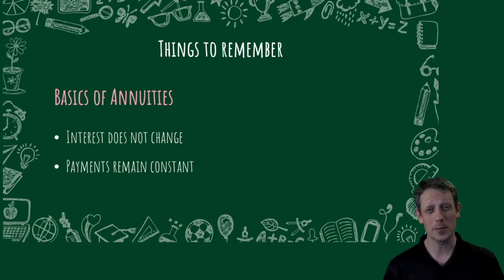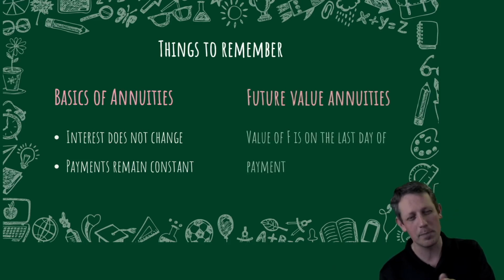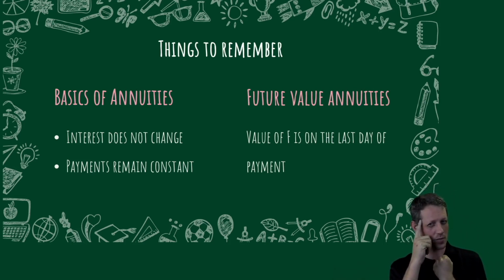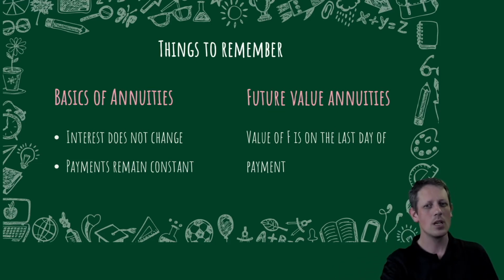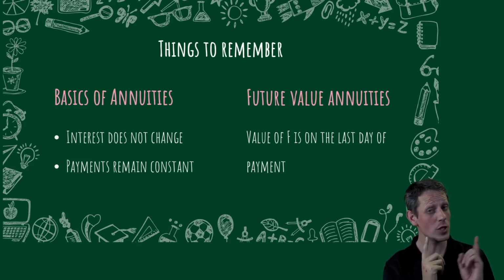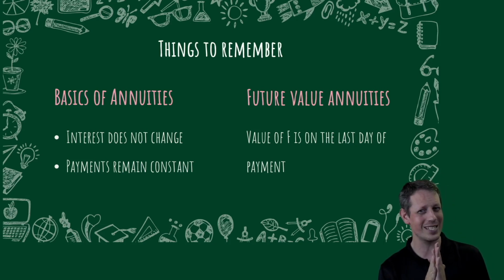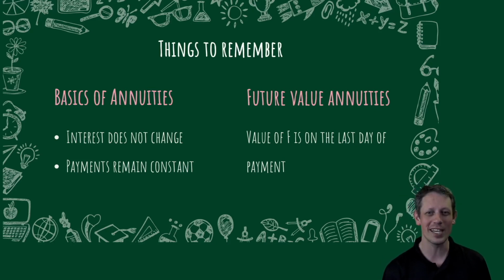When we're talking specifically about the future value formula, the one thing you've got to remember is that the last day you make a payment is the day that they actually give you the money back. Let's just think about it: you pay for 30 years, and on the last day you make a payment, they give you that value back. That's the difference between future value and present value. But if you are a bit unsure about present value or haven't watched the video, go back and watch the previous video.